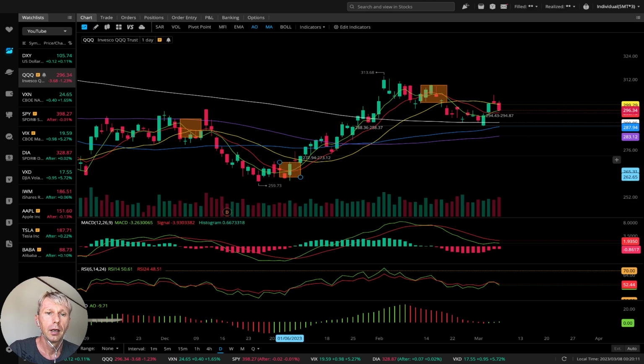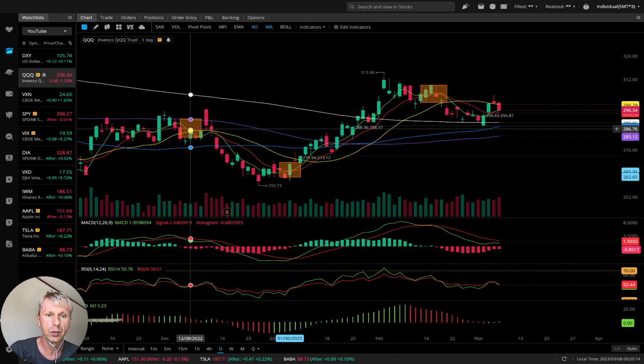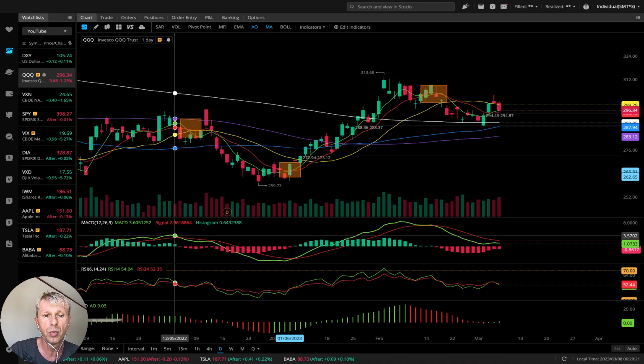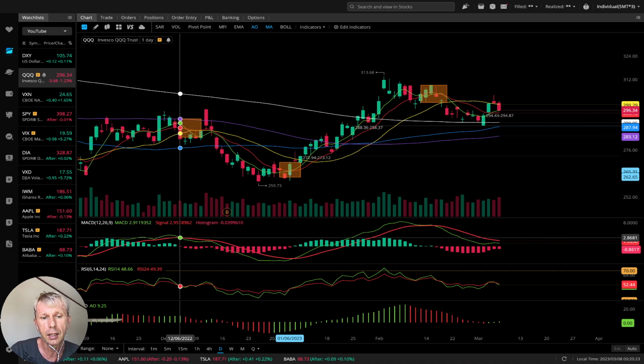Okay, the first orange square, MA5 did bearish crossover, right? At the same time, what happened on the MACD? Green line did bearish crossover over red line.